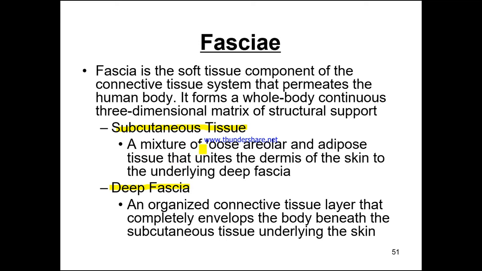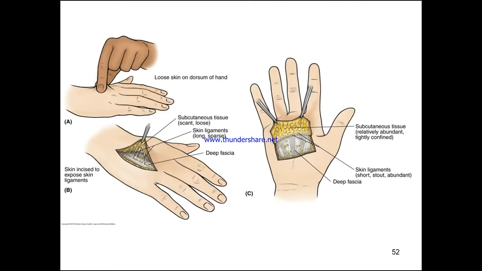Subcutaneous tissue is a mixture of loose areolar and adipose tissue that unites the dermis of the skin to the underlying deep fascia. And the deep fascia is an organised connective tissue layer that completely envelops the body beneath the subcutaneous tissue underlying the skin. So here we can see an example. Here's the loose skin on the dorsum. If we made a little incision like we do in the lab, we can see the skin is incised to expose the skin ligaments. We have the skin tissue, the skin ligaments, and we have this deep fascia.